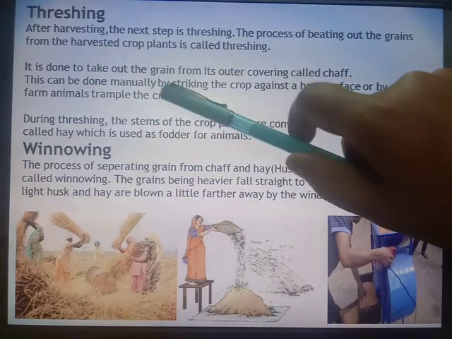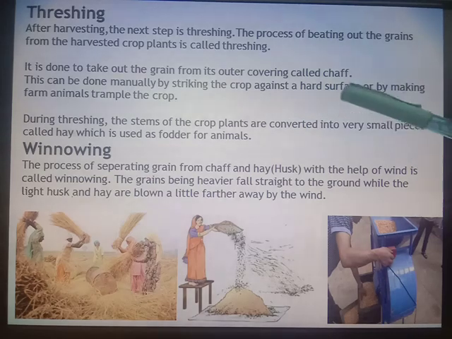This can be done manually by striking the crop against a hard surface or making farm animals trample the crop. How do the animals trample the crop? The crop is gathered in a small area and the animals are made to move over it in rounds. When they go again and again over the crop, the grains come out from their outer covering.